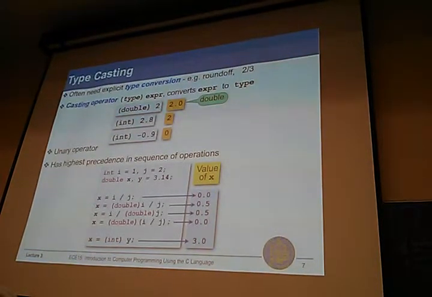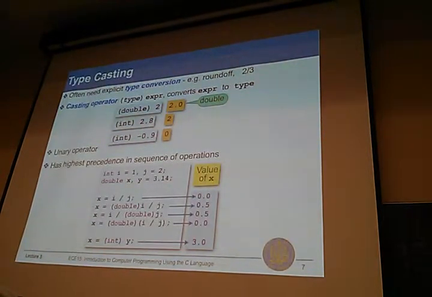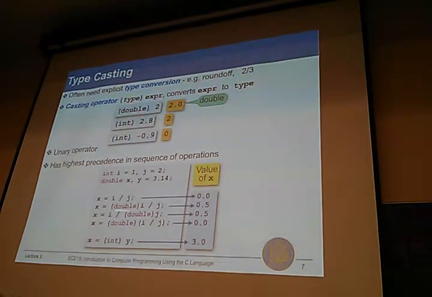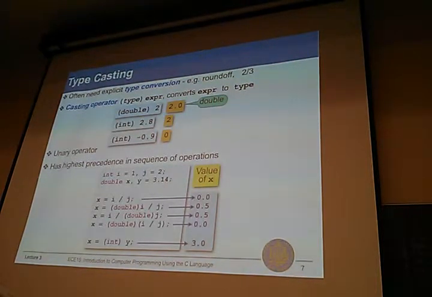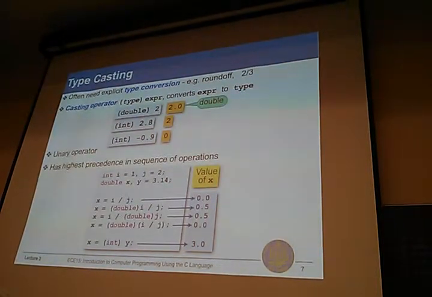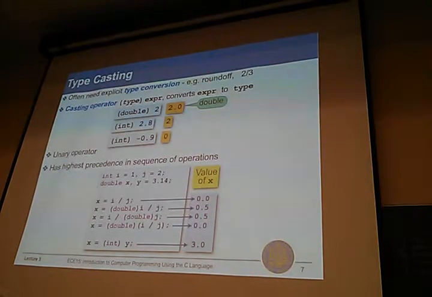What we talked about last time was that when we have mixed types in an expression, the result of the expression takes the highest type. We have that rank ordering, and a double is higher than an integer in that rank ordering.